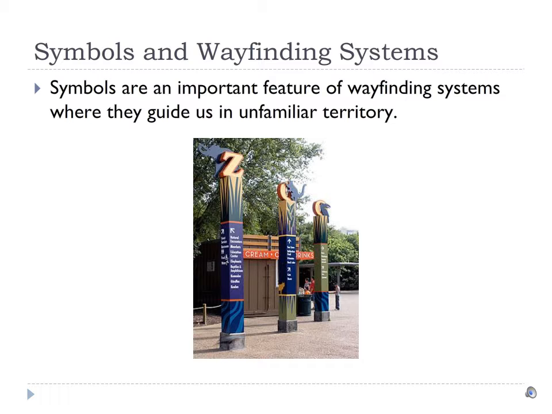We will now quickly review symbols and wayfinding systems. Symbols are an important feature of wayfinding systems, where they guide us in unfamiliar territory. We often see wayfinding systems in amusement parks, zoos, public parks, places for transportation, etc. They simplify the information in a way that can transcend age and language barriers and present the information in a way that is easy to understand.